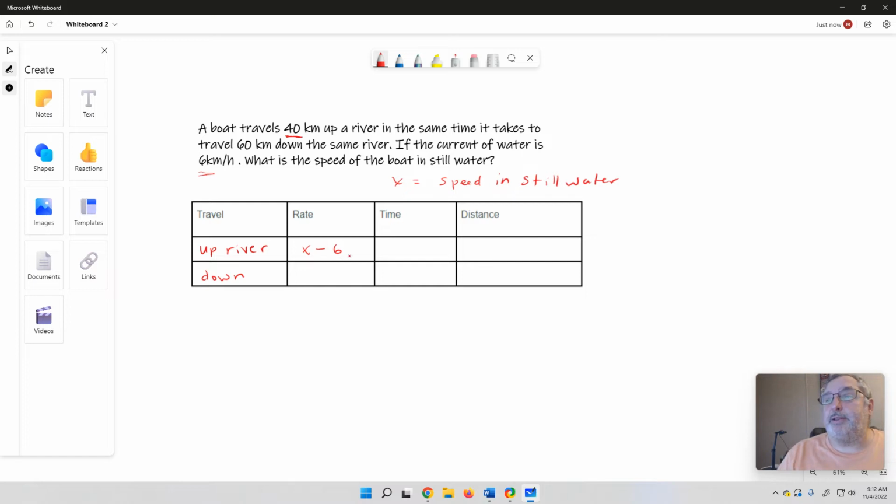Okay, so then what happens downriver? Downriver, you see it goes faster. So that means we're going to take the speed of the boat and add the current to it, because it's going to go faster.